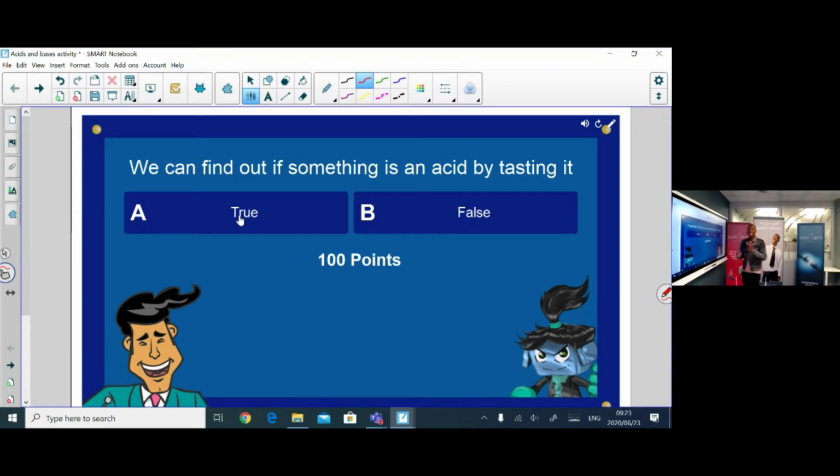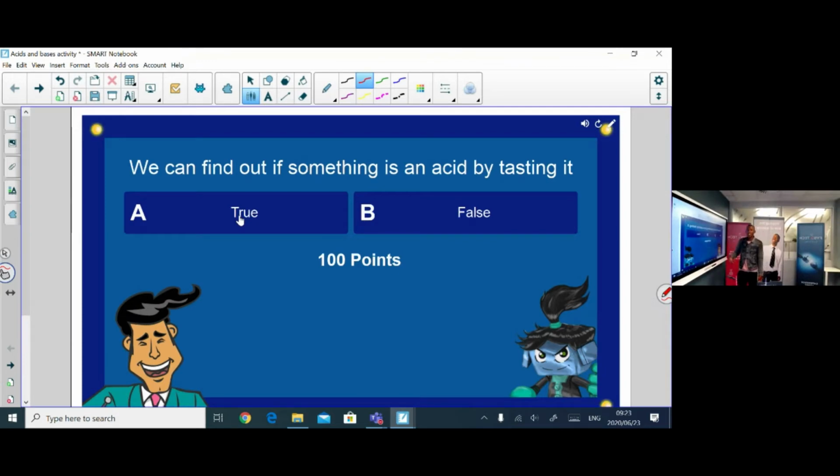We test in the laboratory. And as to whether something is an acid or not, let's remember, how do we test for that? We look at the concentration of hydrogen ions inside. If they are high, it will register as an acid. If they are low, it will register as a base.